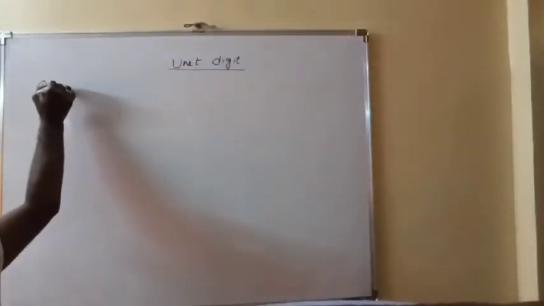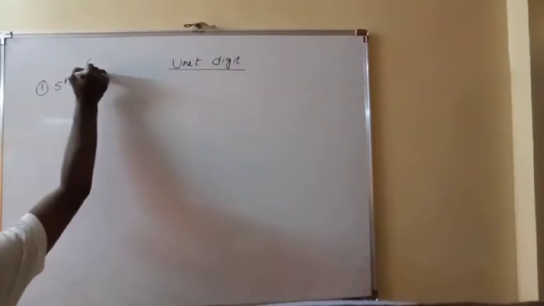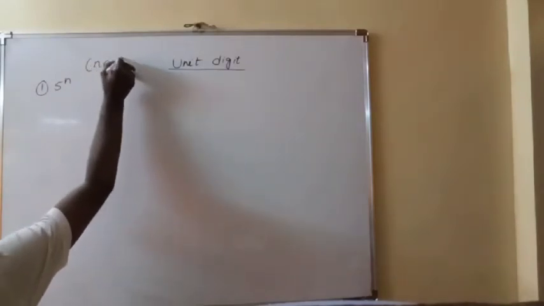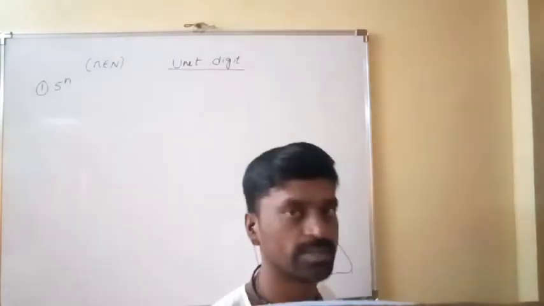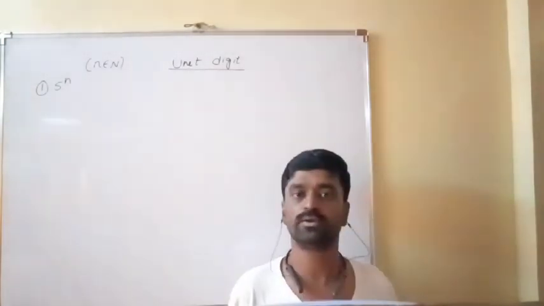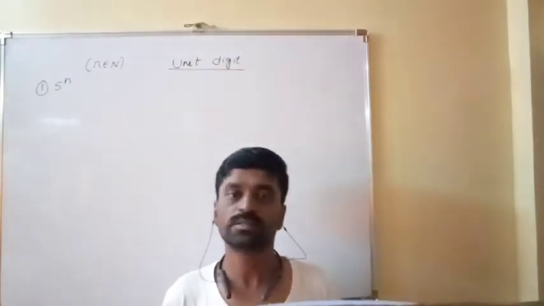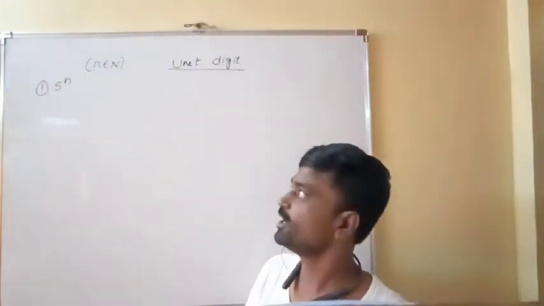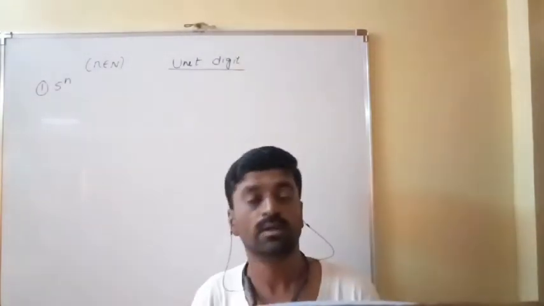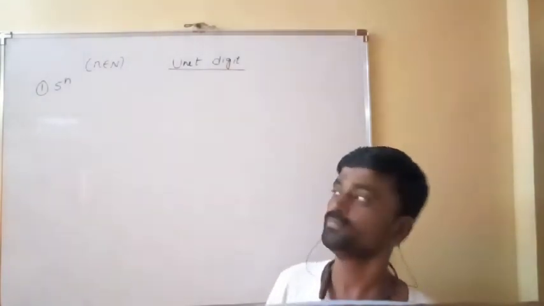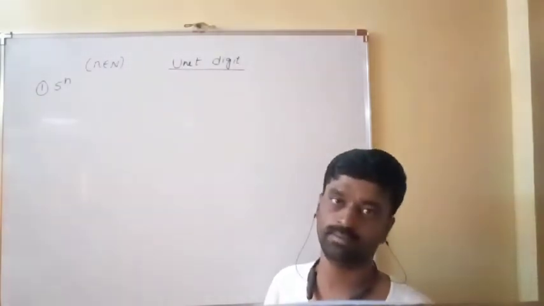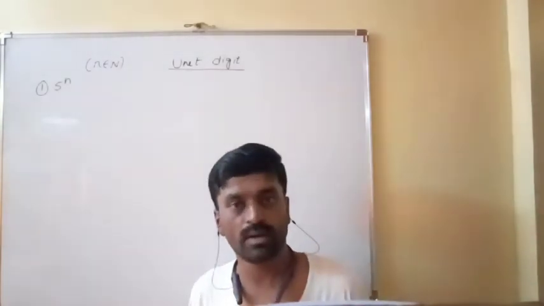Consider 5 power n, where n is a natural number. What is the unit digit in 5 power 1? 5. 5 square is 25, so 5. 5 cube is 125, so 5. That means if you consider 5 power n, where n is a natural number, the unit digit in that number is always 5 for any natural number n. So what is the unit digit in 5 power 100? 5.